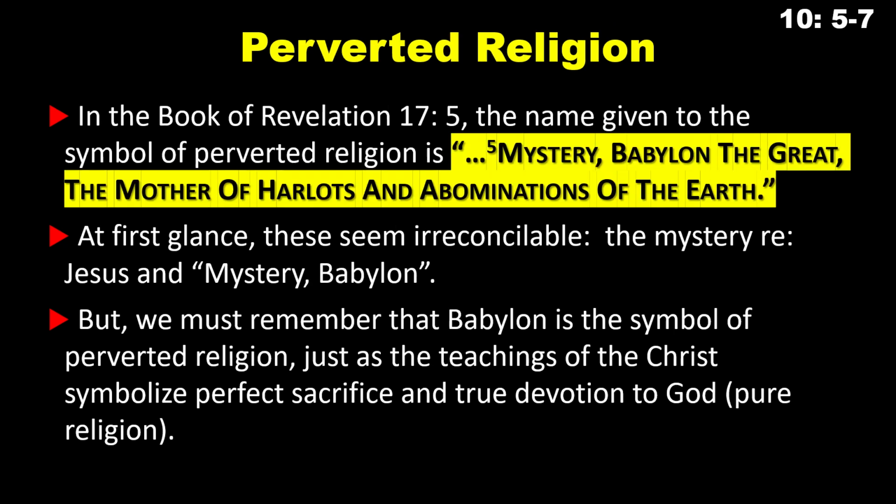In the book of Revelation, chapter 17, verse 5, the name given to the symbol of perverted religion is, quote, "Mystery Babylon the Great, the mother of harlots and abominations of the earth," end quote. At first glance, these seem irreconcilable, the mystery regarding Jesus and mystery Babylon. But we must remember that Babylon is the symbol of perverted religion, just as the teachings of the Christ symbolized perfect sacrifice and true devotion to God, pure religion.